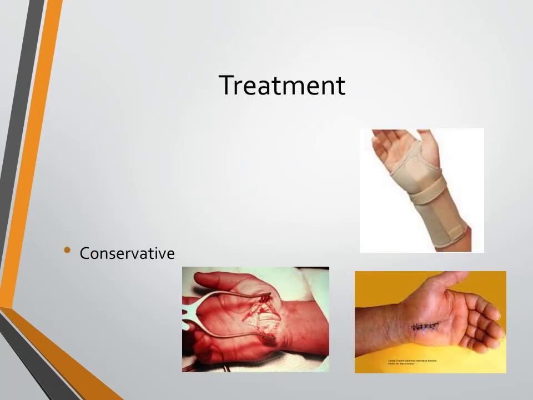Treatment will start as conservative with hand splinting or bracing. The person may also receive corticosteroid injections, and we will look at their work and play ergonomics. Neural glides may be employed, and if none of these work, a surgical release of the flexor retinaculum will occur.